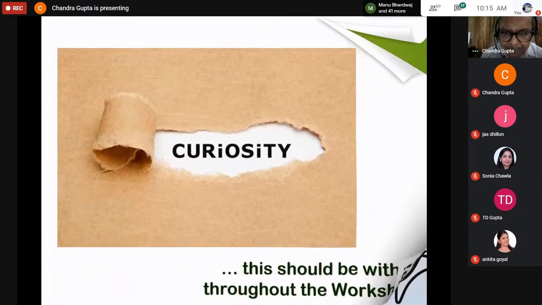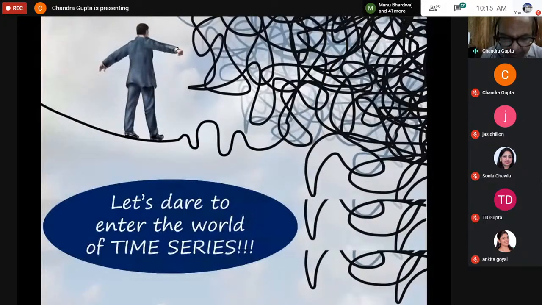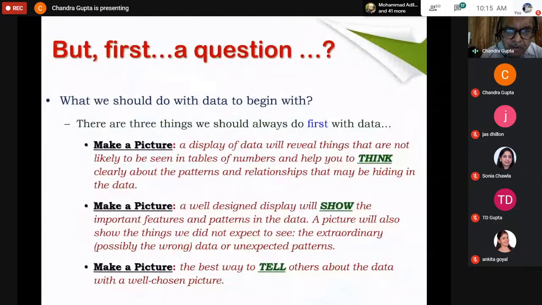Okay. So let's enter the world of time series. But first, a question: what should we do with data to begin with? First, make a picture, because that picture will help you think about what kind of patterns and relationships you have, and force you to find out the reasons behind those patterns and relations.